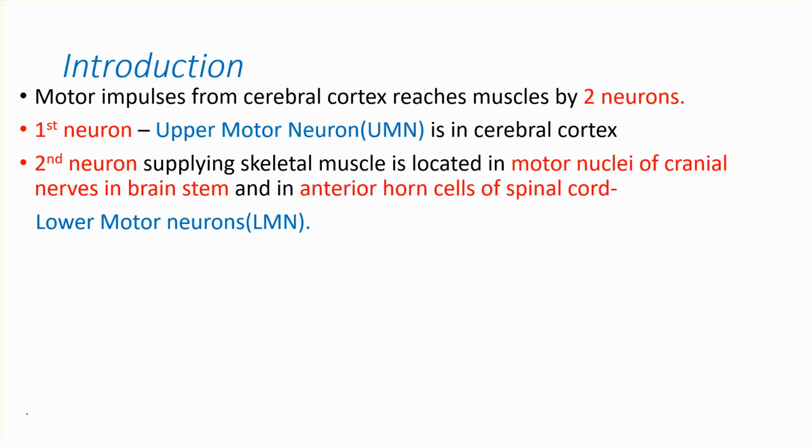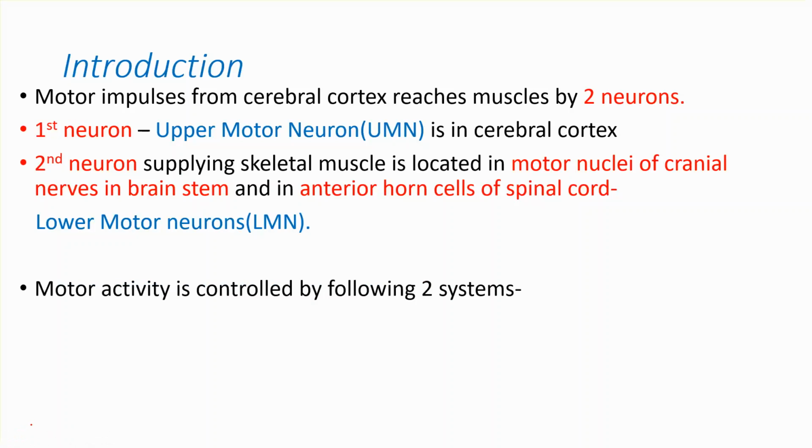So the motor impulses, or the motor descending tract, usually has two neurons. First order neuron, which is called upper motor neuron, and second order neuron, which is called lower motor neuron. The motor activity is controlled by two systems, the pyramidal system and the extrapyramidal system. First, we will look into the pyramidal system.